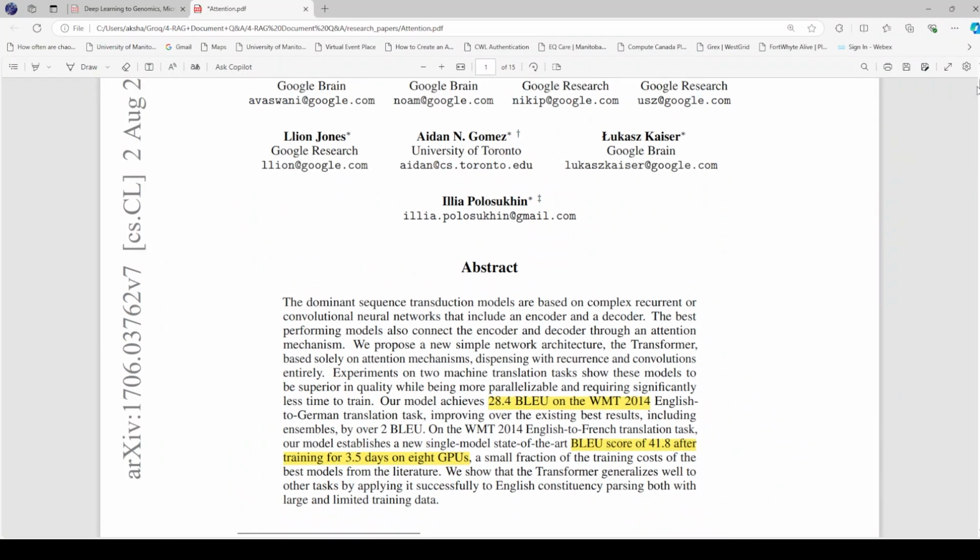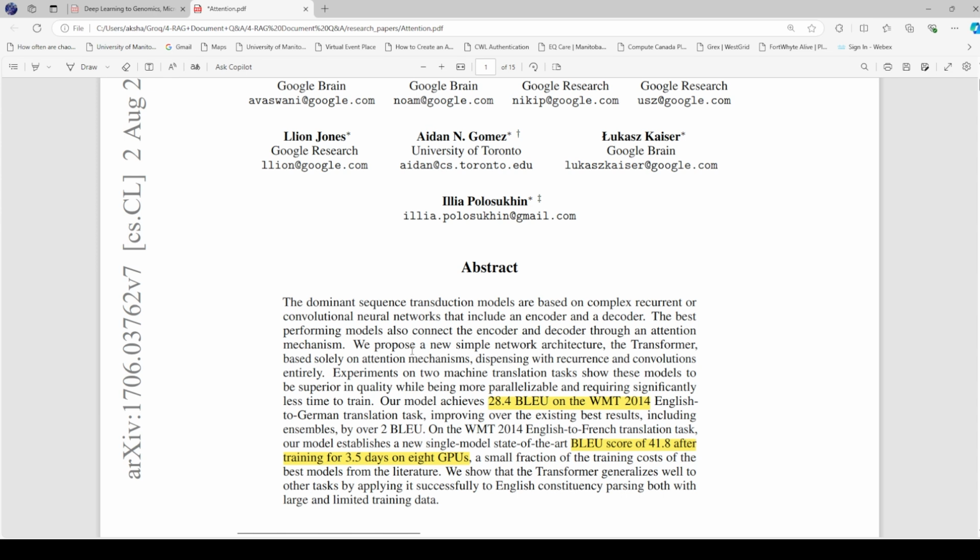So let's jump into the abstract. What they are saying here is that the dominant sequence transduction models were complex recurrent neural networks, RNNs, or convolutional neural networks, with an encoder and decoder part. These were the kinds of models that we had. Also, some of the best performing models had attention, with recurrence or CNNs. But in this paper, they are getting rid of the recurrence and convolutions, solely using the attention mechanism.